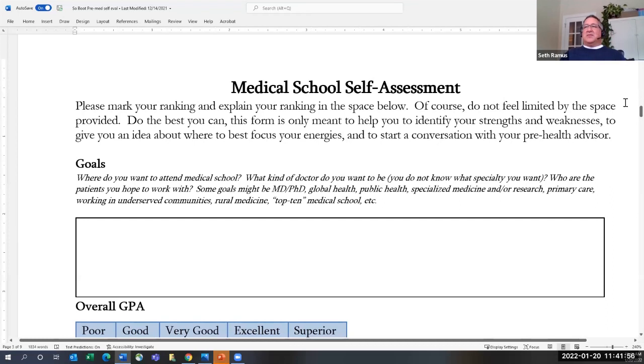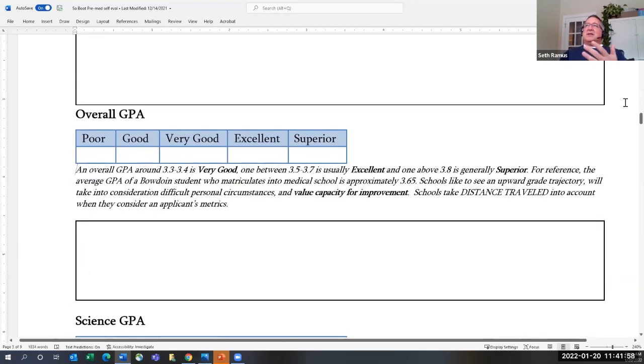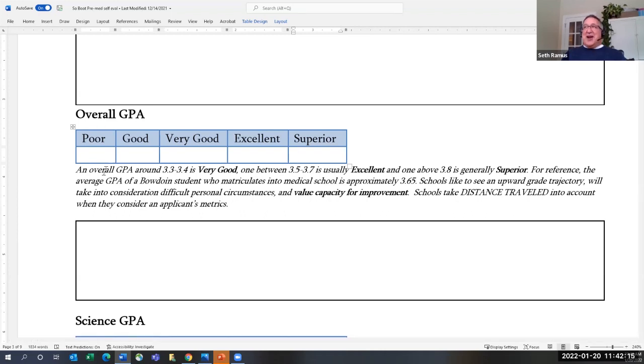So it has to begin with your goals. We can look at grades. Grades, right? You get to pick where you think your grades are. I will give you some guidelines. I will tell you an overall GPA from Bowdoin in the 3.3 to 3.4 range is very good. I think we all forget how hard this place is, what it means to be here.